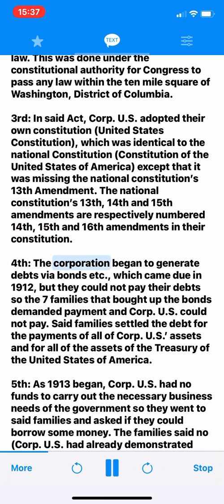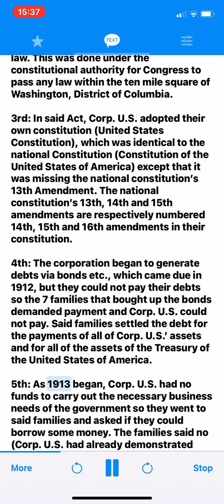Fourth, the corporation began to generate debts via bonds etc., which came due in 1912. But they could not pay their debts, so the 7 families that bought up the bonds demanded payment and Corp. U.S. could not pay. Said families settled the debt for the payments of all of Corp. U.S. assets and for all of the assets of the Treasury of the United States of America.